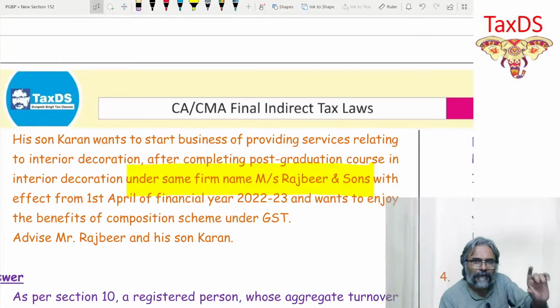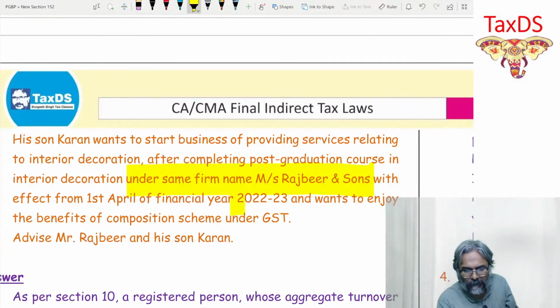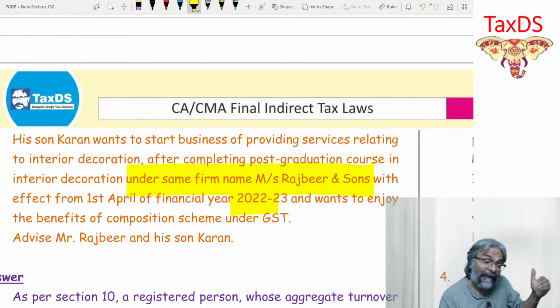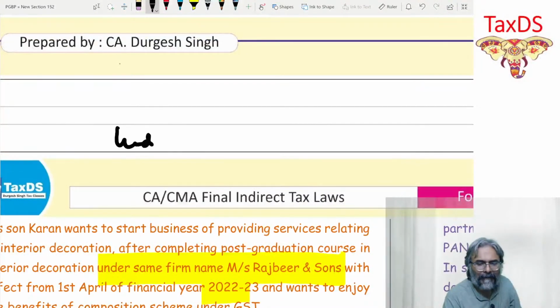Now, if his son comes in, what happens? Suddenly from a proprietorship, it will become a partnership. So they will have to register the firm as a partnership firm in this situation. And if they have to register the firm as a partnership firm, they will have to take a new PAN. And in that new PAN, primarily they will register as a supplier of goods, trading plus service.